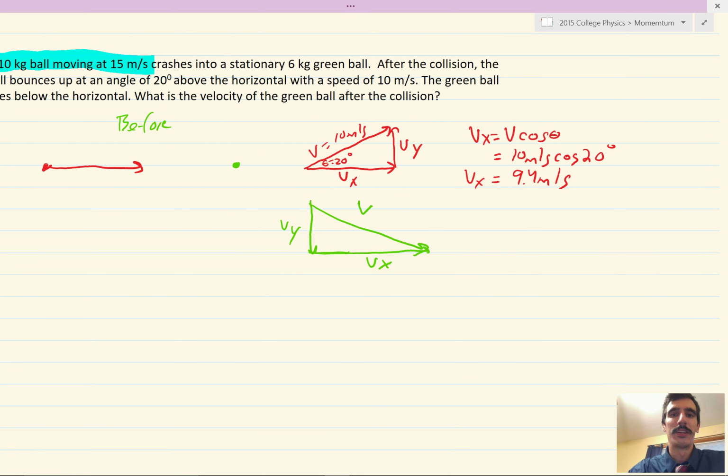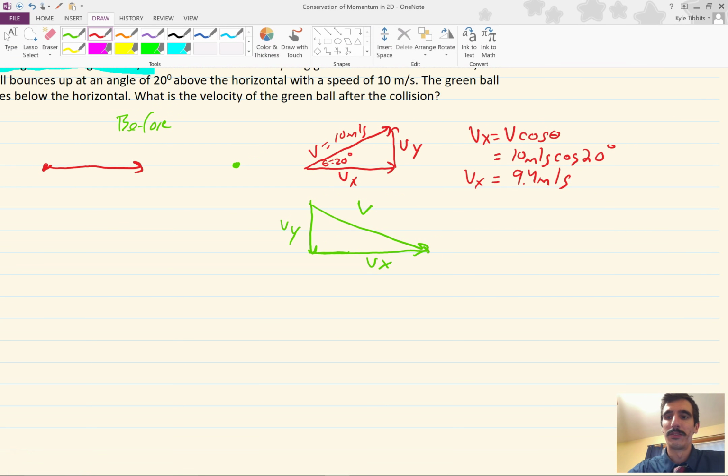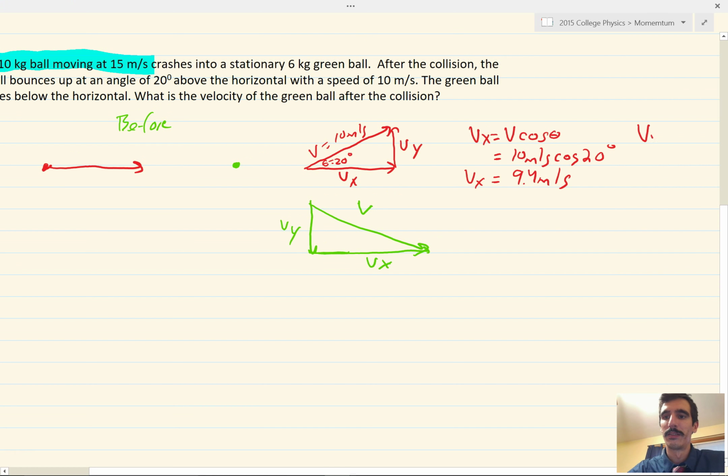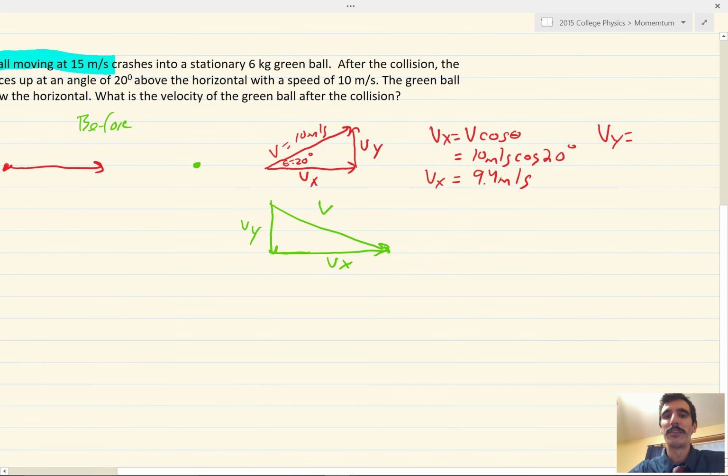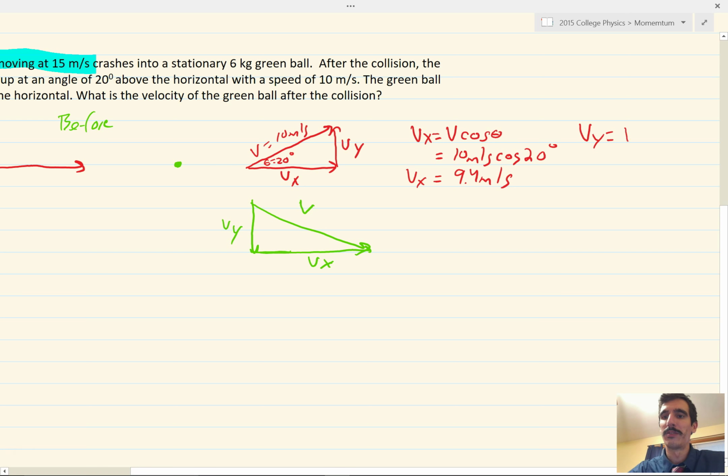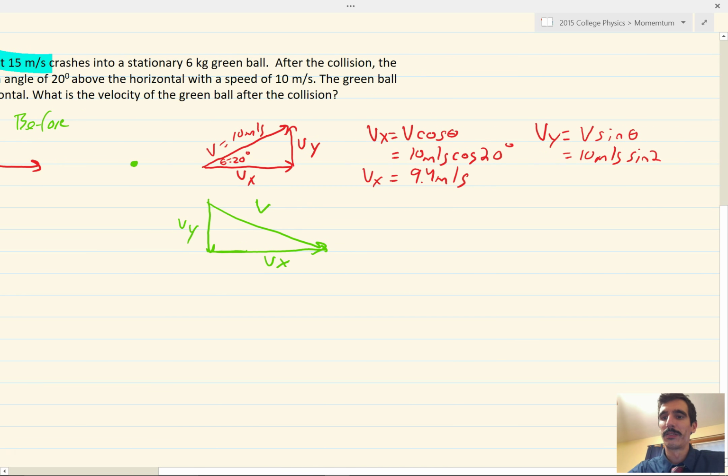Okay, in the y direction, we've got Vy. This time y is opposite the angle, so Vy is V sine theta. Plug and chug, 10 meters per second, sine of 20 degrees, and that gives us 3.4 meters per second. Let's box these because we're going to use them pretty shortly.